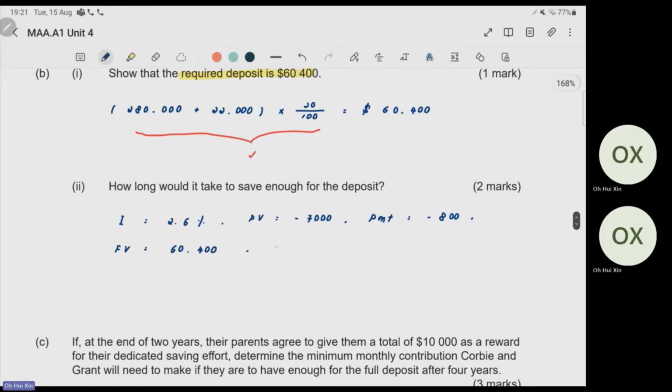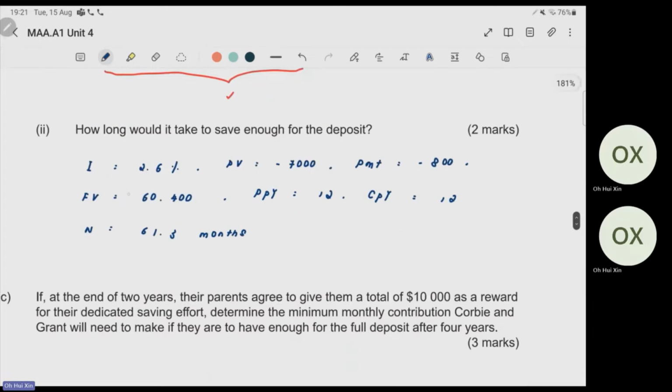So it's supposed to be flowing from the bank back to you. That's why it's positive. Okay, so P/Y, C/Y doesn't change because you are talking about exactly the same situation. When you put everything in your calculator, you should be able to get N equals 61.3 months. But you are not going to pay any money at the 0.3 months. So technically you will need 62 months.